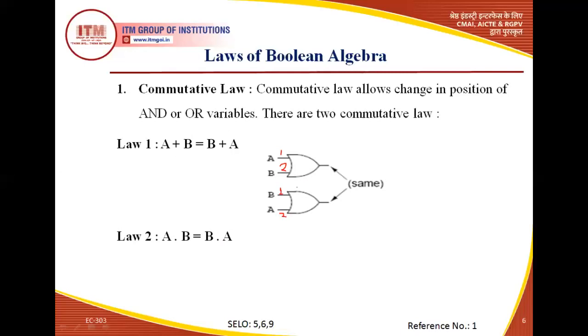So both these OR gates will produce the same result. So we can say that A OR B equals B OR A. Similarly, A AND B is equal to B AND A. So these are the two commutative laws which are used in Boolean algebra. Now we see how we can prove these laws.